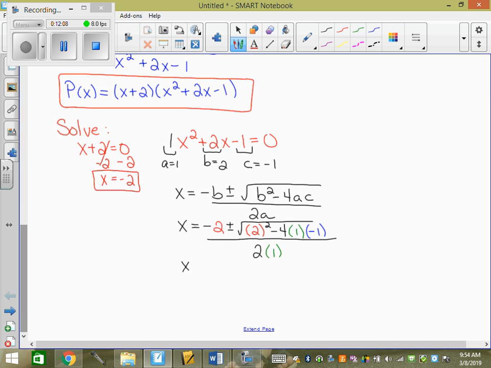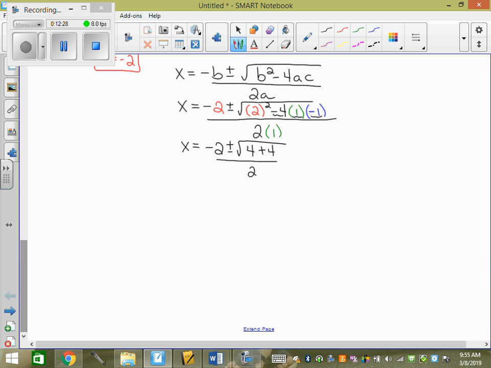The next thing you do is you do what's underneath the radical. So you go negative 2 plus or minus the square root of. Now, we do this together, so we're going to get 4. Then we multiply these 3 together. Negative 4 times 1 times negative 1 is positive 4, over 2. So we get x equals negative 2 plus or minus root 8 over 2. Then we bring back grade 10. Root 8. What can I break root 8 into? What perfect square? What can I break 8 into? What perfect square? 4 and 2.